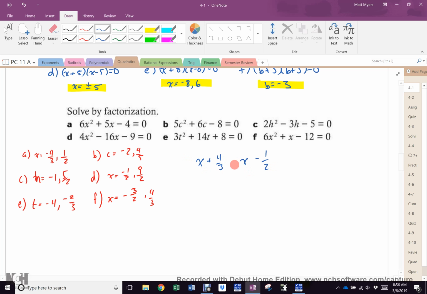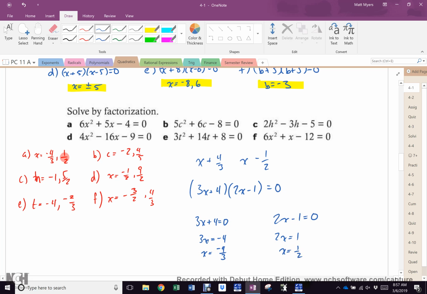Now, just for argument's sake, if we did move these to the front, 3x plus 4 and 2x minus 1, that would still equal 0, wouldn't it? Right? And 3x plus 4 would have to equal 0, or 2x minus 1 would have to equal 0, yeah? So then we'd solve. 3x would equal -4, so x equals -4/3. 2x would equal 1, so x would equal +1/2. That's what's actually happening here.